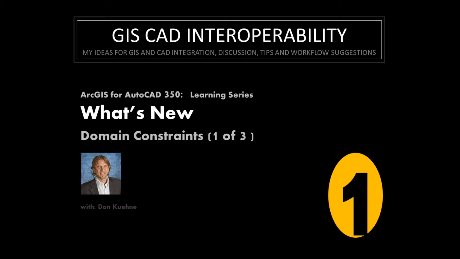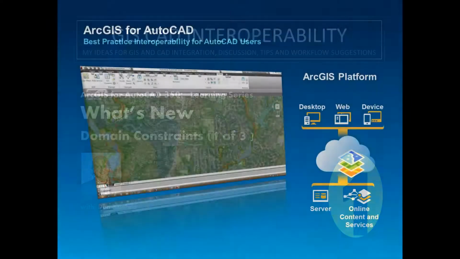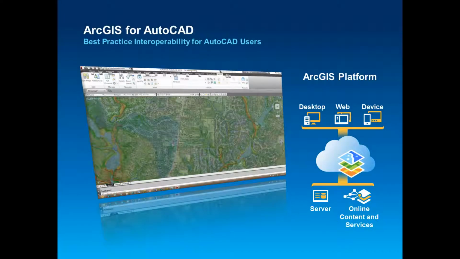Welcome to this first of three sessions in a series of What's New in ArcGIS for AutoCAD Release 350. ArcGIS for AutoCAD is Esri's free plugin to AutoCAD that integrates AutoCAD with the ArcGIS system. I use it to create and edit ArcGIS data using AutoCAD and to utilize the various ArcGIS web services, including maps, imagery, and feature services.